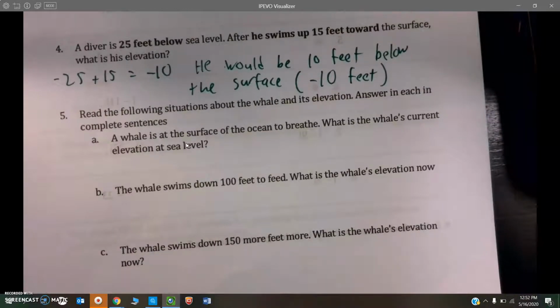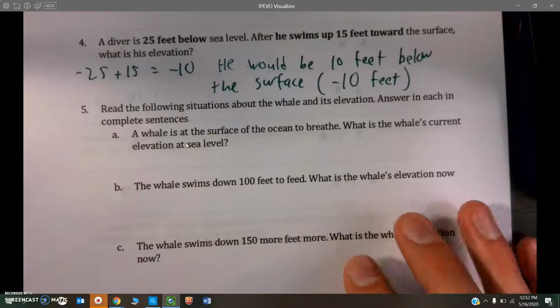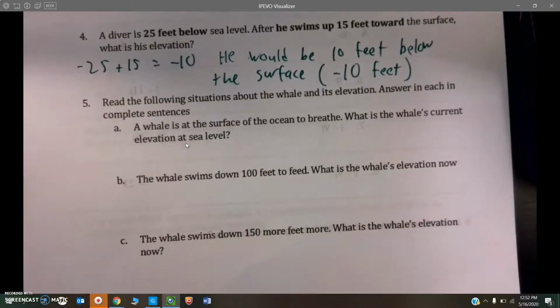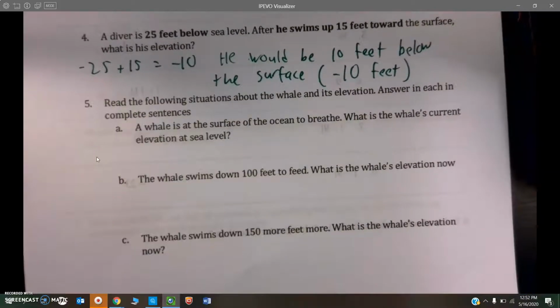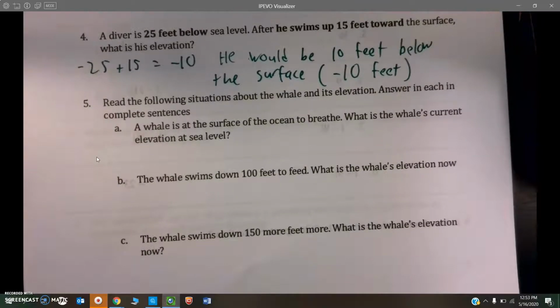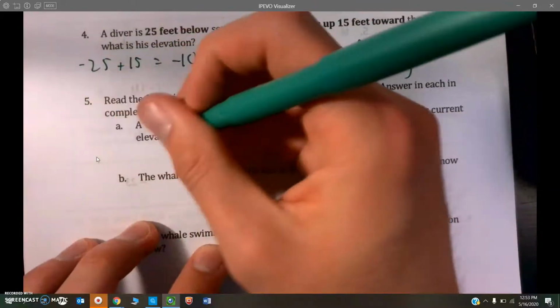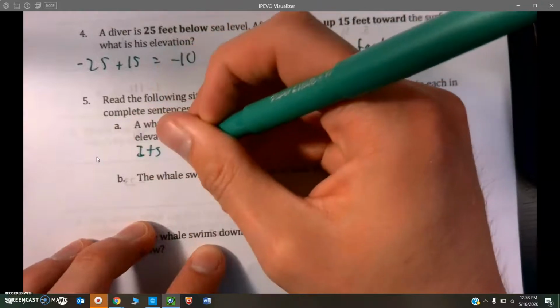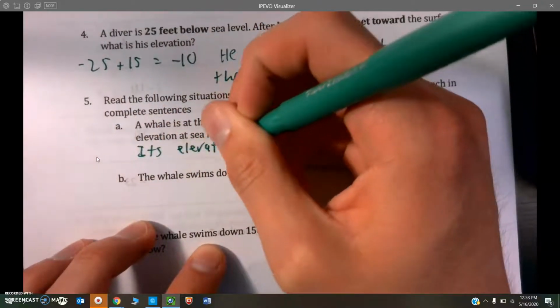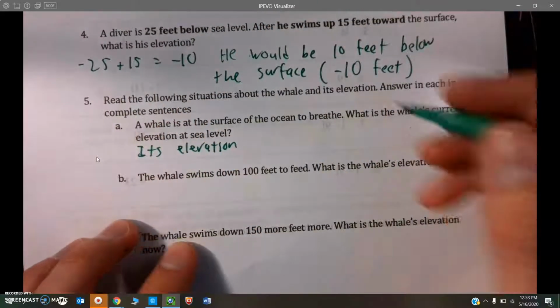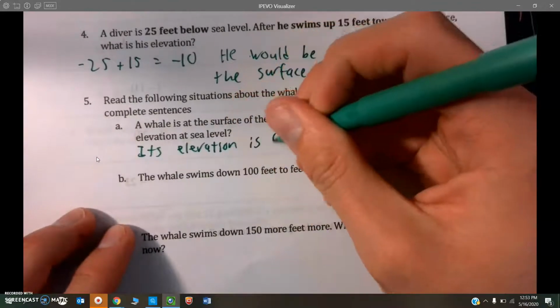Now read the following situations about the whale and its elevation, and answer each in complete sentences. A whale is at the surface of the ocean to breathe. What is the whale's current elevation at sea level? Its elevation is 0 feet.